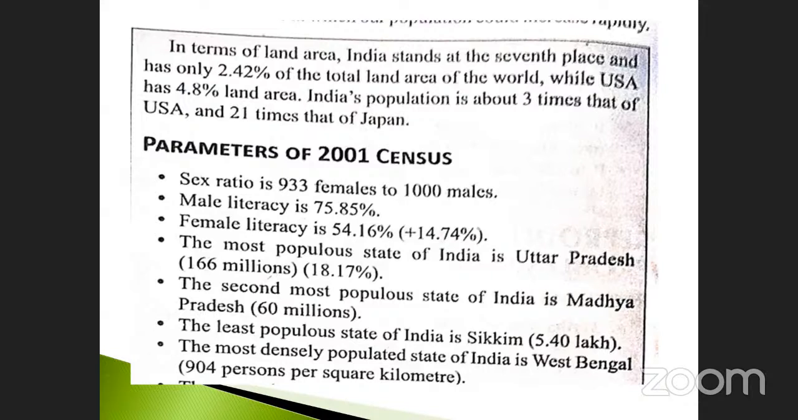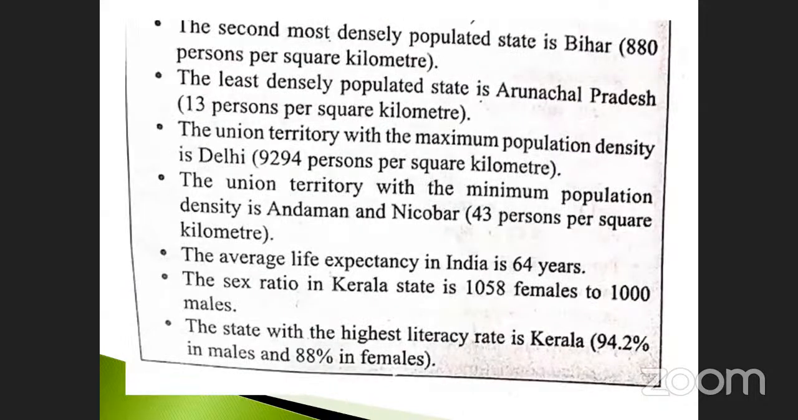The most populous state in India, Uttar Pradesh, we already discussed. The second most populous state in India is Madhya Pradesh. The least populous state in India is Sikkim. The most densely populated state in India is West Bengal, 1904 and so on. Other things are also given: the second most densely populated state is Bihar. The least densely populated is Arunachal Pradesh, 13 per square kilometer. This is also calculated per square kilometer. The Union Territory Delhi is first. Which one is the last Union Territory?